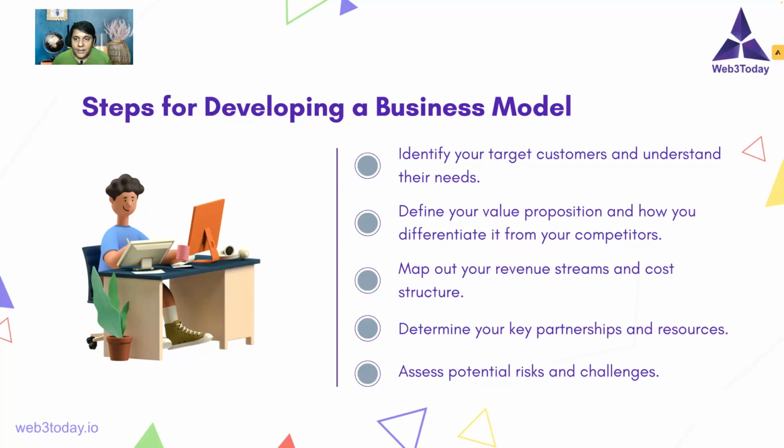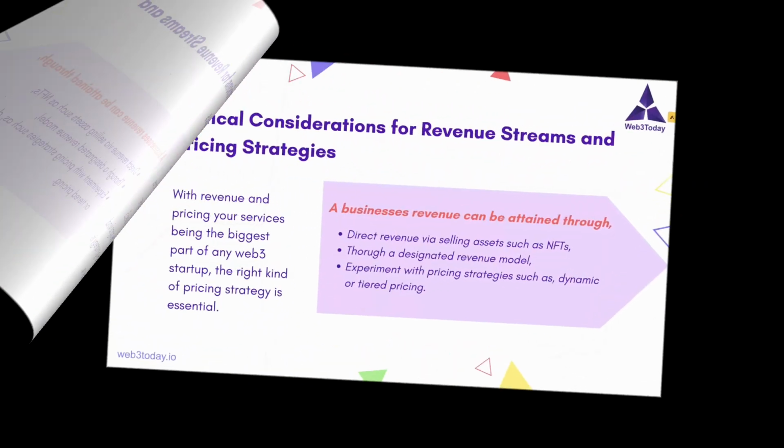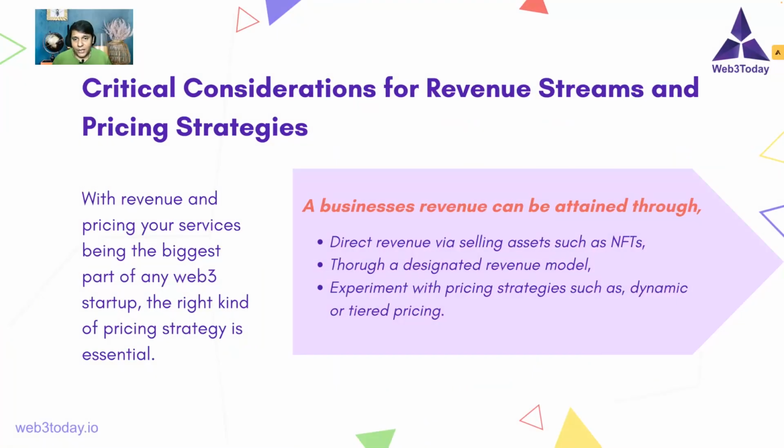So to summarize the steps for developing a right business model, the first is identifying your right target customers and understanding their needs, defining a very strong value proposition and how you're going to differentiate it from your competitors, mapping out your revenue and cost structure, determining the key partnerships and resources, and assessing the potential risks and challenges. These are some of the critical considerations while revising your revenue streams and pricing strategies, because this is where I have realized that most of the companies and startups need help.